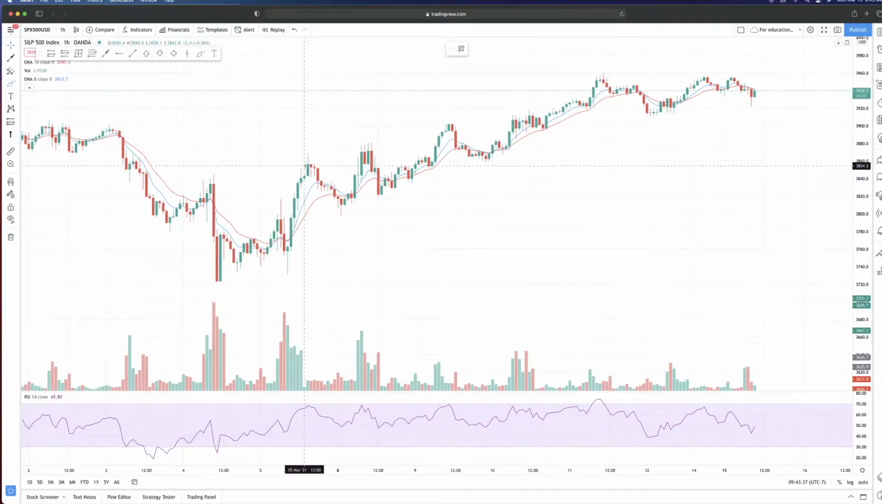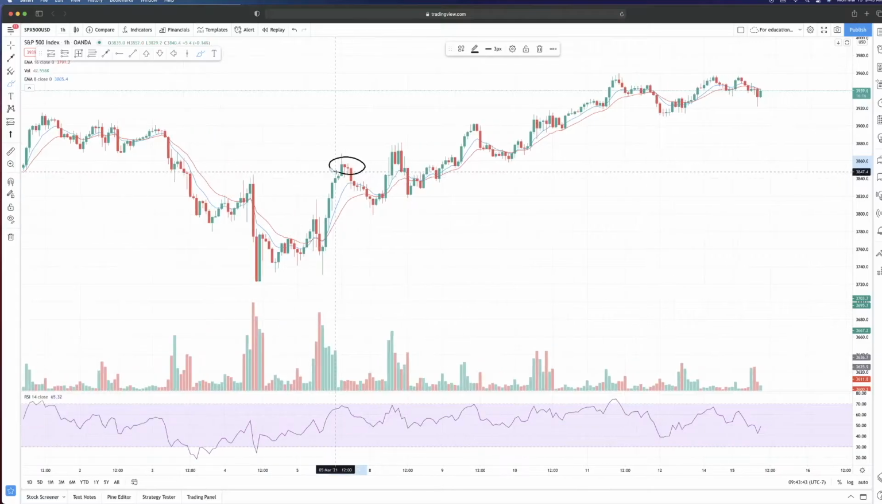do is you would recognize that this phase right here is a distribution phase, right? This phase right here would be considered a distribution phase. People are getting out of their shares, people are selling, and price is likely to decline soon. And what you want to do is you want to wait for that pullback.